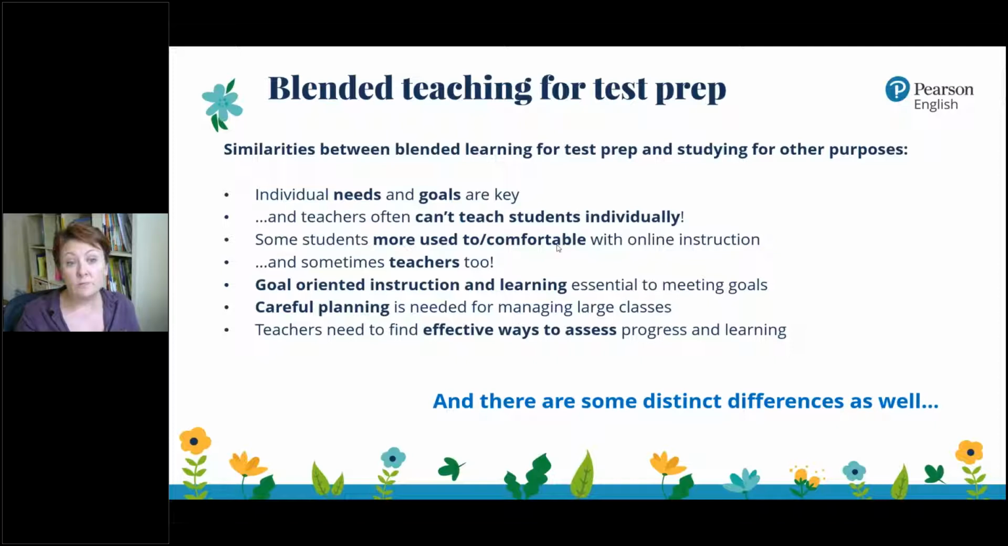It's pretty similar that some students are more used to or more comfortable with online instruction. Any of you this year who've been perhaps thrown into more of a digital environment or have had to teach suddenly online, maybe when you didn't teach as much before online, will know that some of the students are a little bit more savvy and a little bit more comfortable with it than others, and sometimes teachers too, right? It's not easy, it takes some practice, and that's something that's common whatever kind of language course you're teaching.